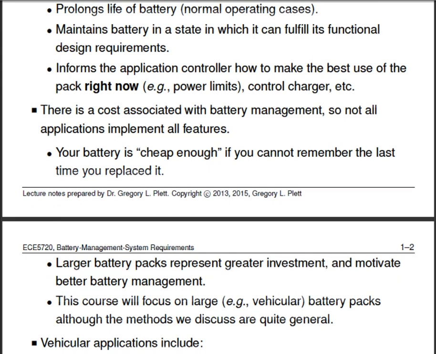Depending on the intelligence you are inputting in the BMS, the battery life will be extended directly proportional to it. The more intelligence you build inside the BMS, the better the operation and the higher the lifetime. But BMS is not cheap.